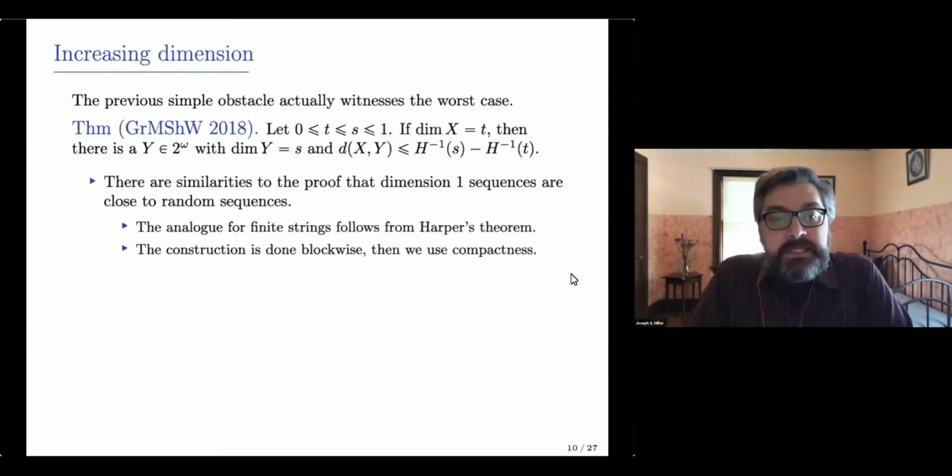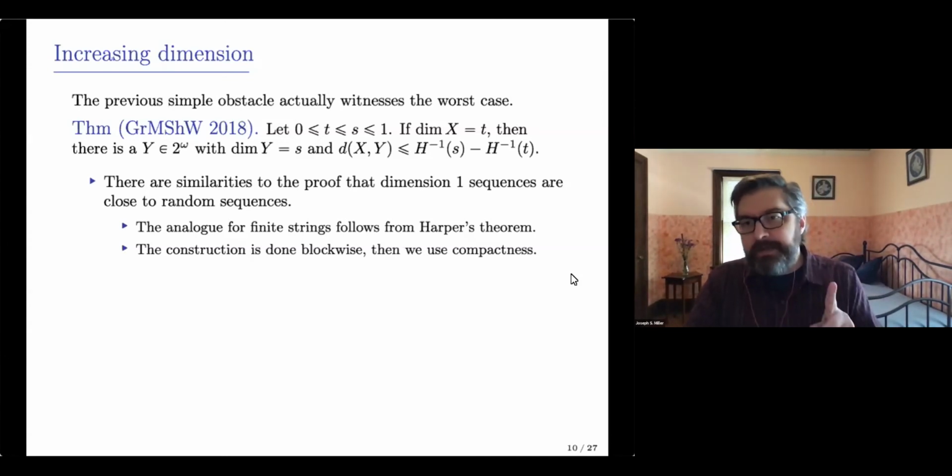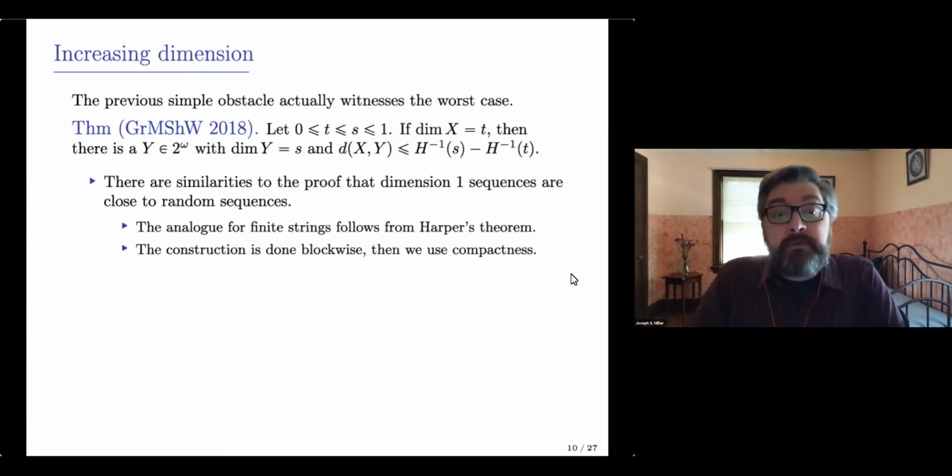And there are some similarities to the proof that dimension 1 sequences are close to randoms, a proof I didn't tell you much about, to be fair. The analog for finite strings, again, follows from Harper's theorem, and isn't too hard given Harper's theorem. It's pretty easy given Harper's theorem.